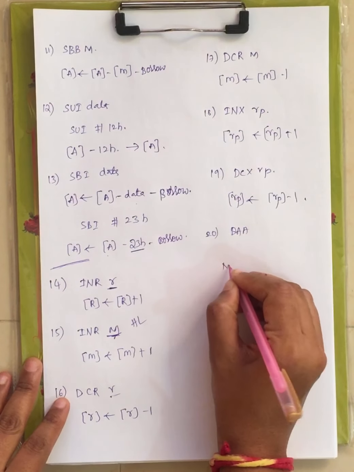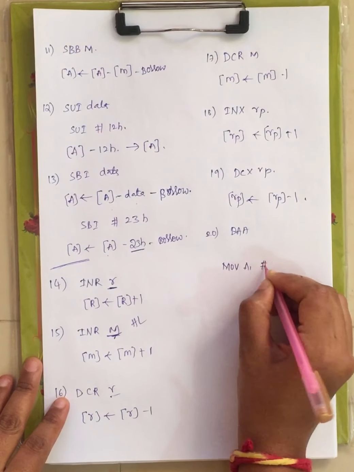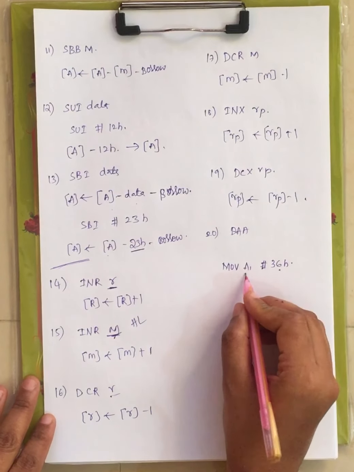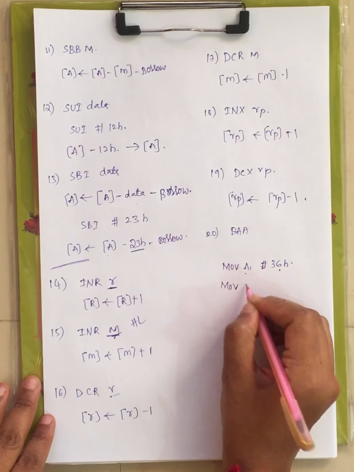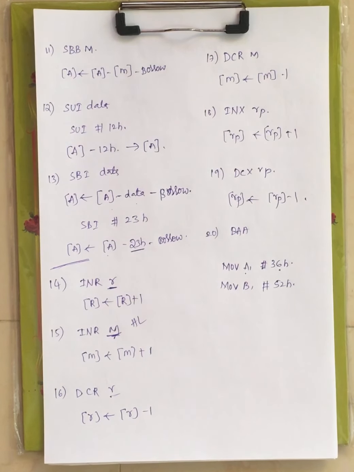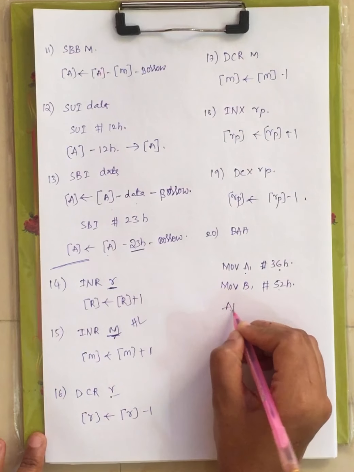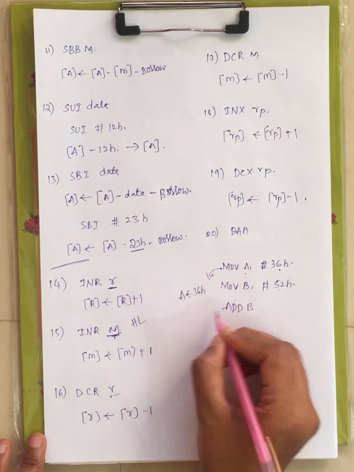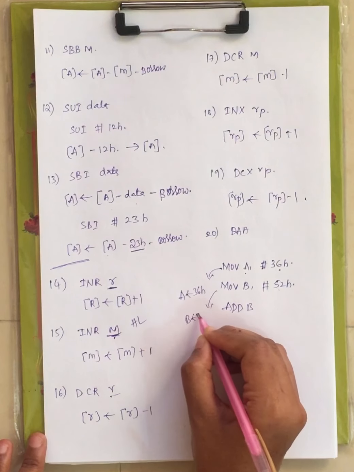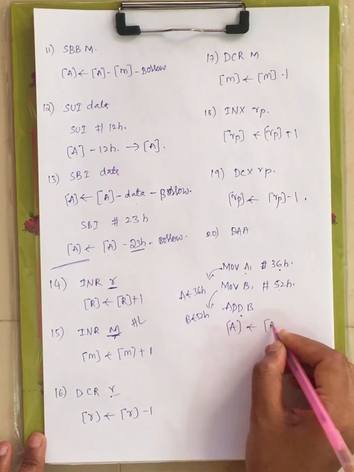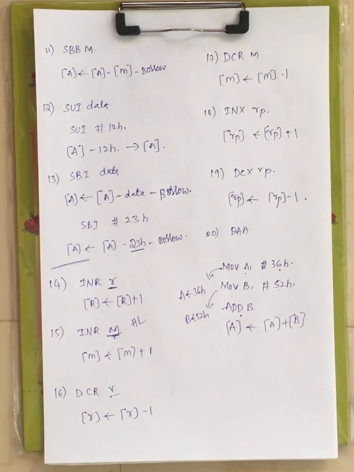Let us assume MOV A, 36H. What does it indicate? 36H is immediate data that is moved to accumulator A. Similarly, MOV B, 52H. Then ADD B. The first instruction moves 36H into A. The second instruction moves 52H into B. The third instruction adds the contents of the accumulator with the contents of the B register, and the result is stored in A itself.